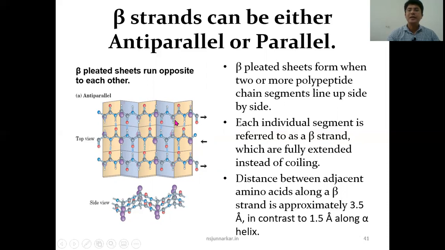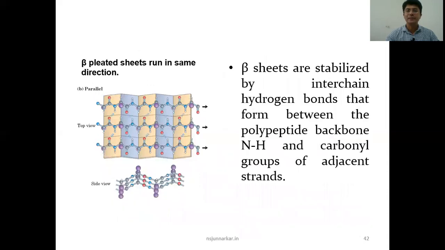Beta pleated sheets form when two or more polypeptide chain segments line up side by side. Each individual segment is referred to as a beta strand, which is fully extended instead of coiled. The distance between adjacent amino acids along a beta strand is approximately 3.5 angstrom, in contrast to 1.5 angstrom along an alpha helix. Here is the parallel beta sheet that is shown.